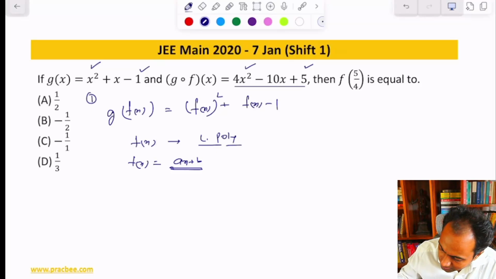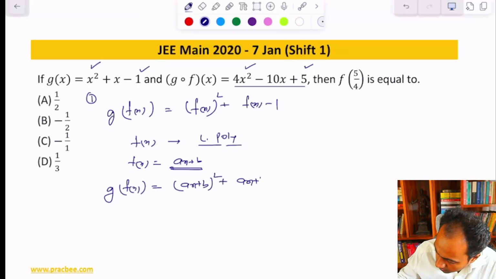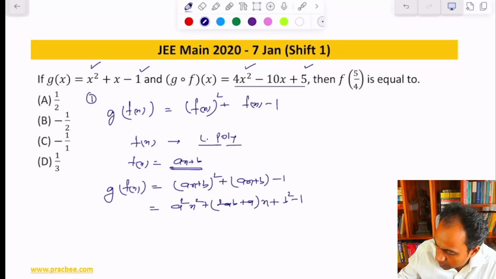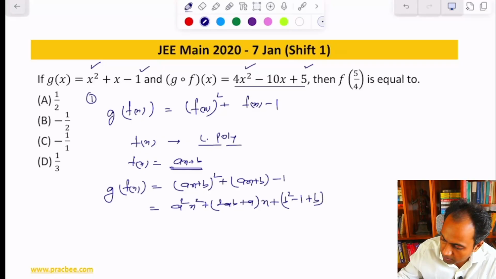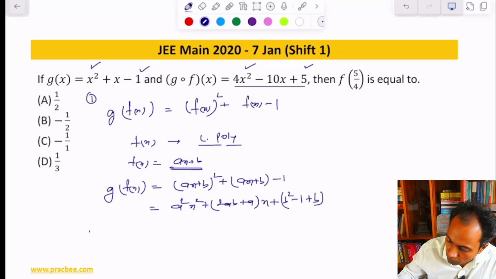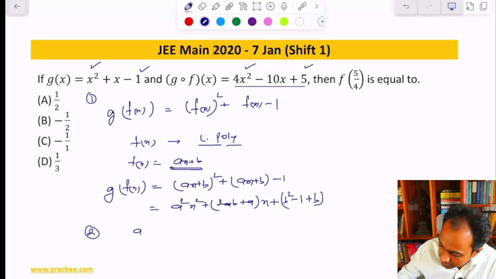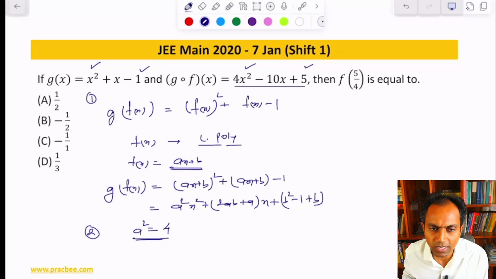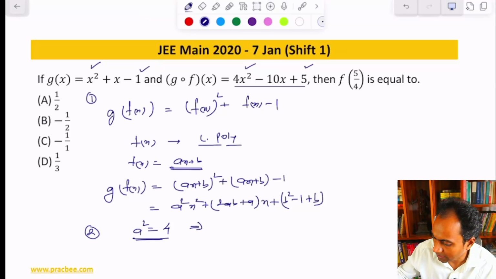So now if I put this into this function, let us see what value of g(f(x)) we get. If I put it here, this is (ax + b)² + ax + b - 1. That becomes a²x² + (2ab + a)x + b² - 1 + b. This is what we are getting. Once we have this, and if we compare the coefficients, we clearly see that the value of a² would be equal to 4. Ideally we should take the ratio of the terms, but it is so obvious here that I do not need to. So from here, the value of a comes out to be plus or minus 2.